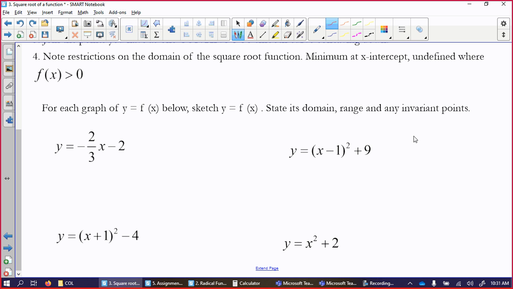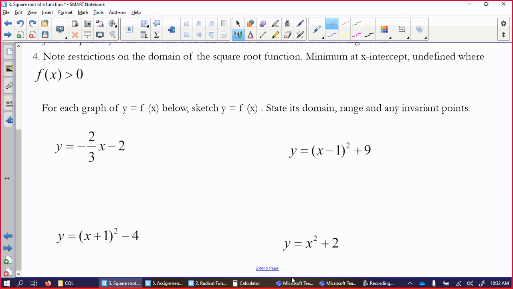Those are all like slope y-intercept, vertex form, vertex form. Yeah, that's what I wanted. And that's just shifting it up too.